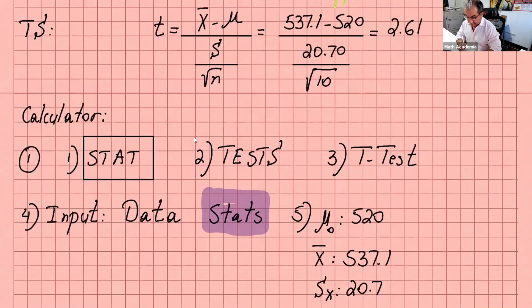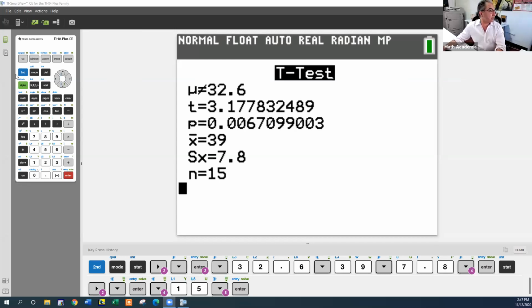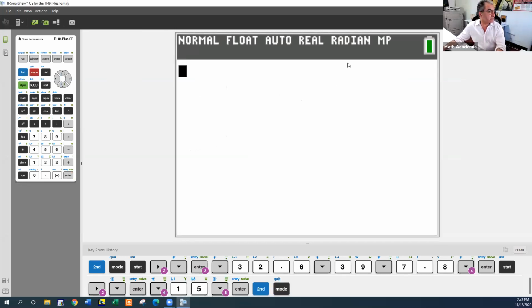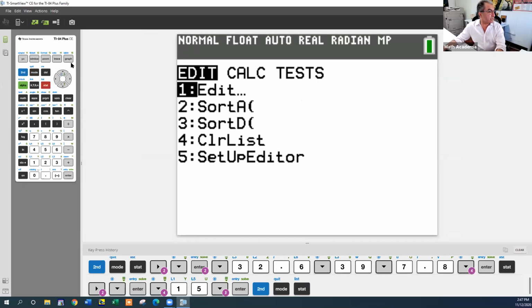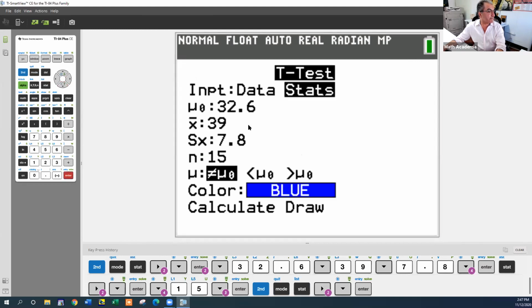For the calculator, you can go two ways. Let me show both ways. So go to stat, calc, and that's a t-test. If you pick stats, it's completely okay because you already calculated x bar and s, so you can put those values.